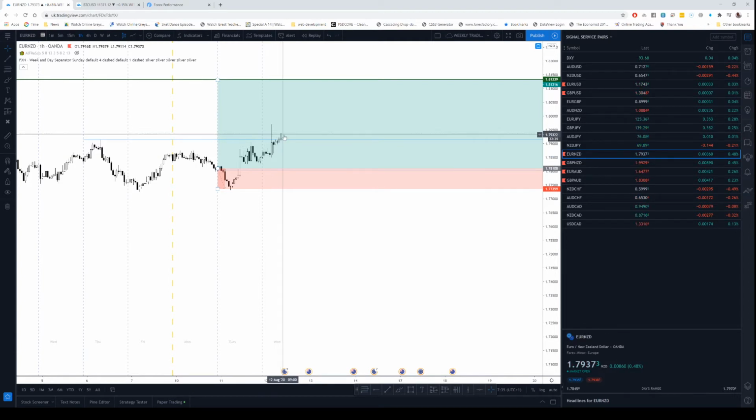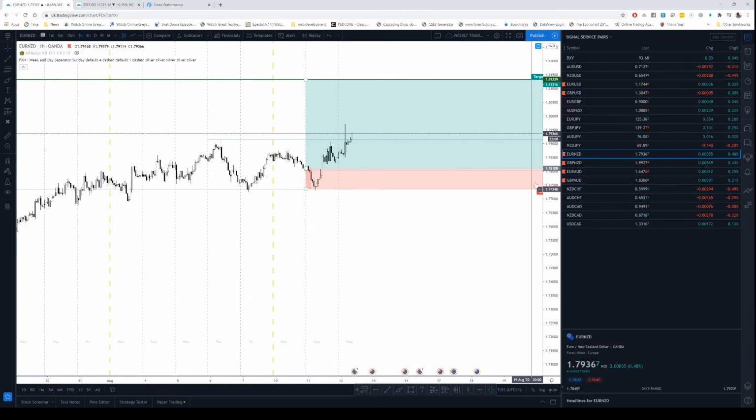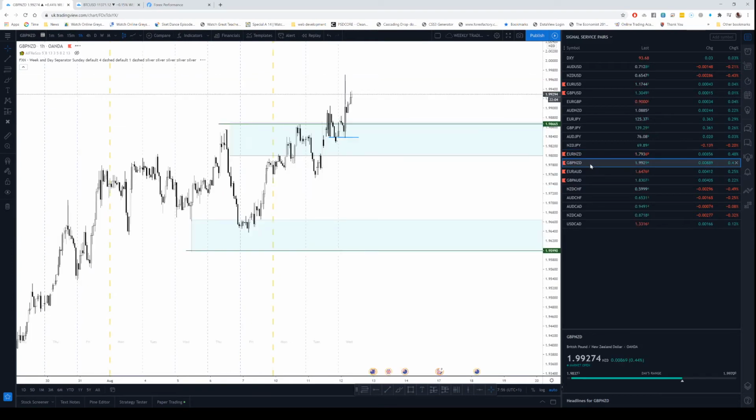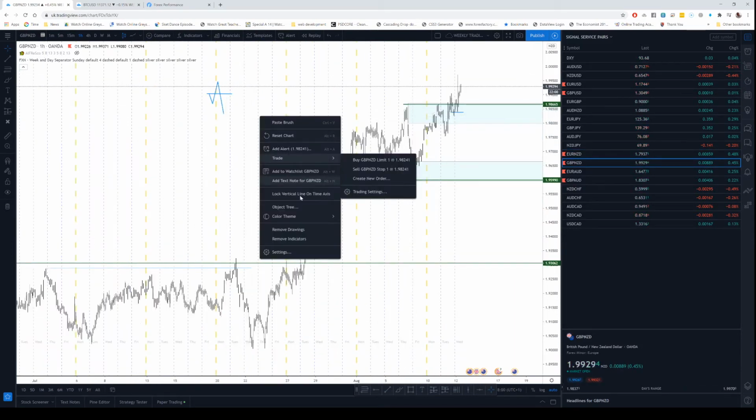Okay, all you can sell today, pardon me, you can buy here with a stop below yesterday's low and target there. Okay, you can use that technique as well. Pound New Zealand, same thing. That's me practicing.